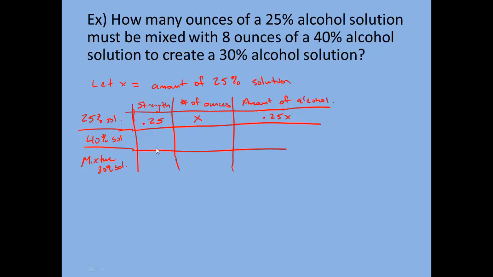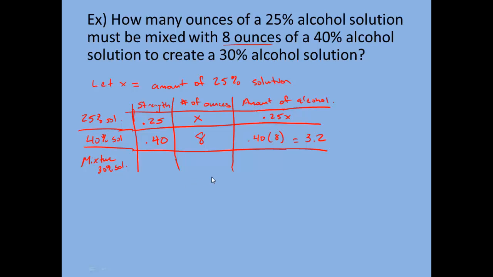For the 40% solution, the strength is 0.40. The number of ounces of it that we have is 8 ounces. They told us that. So the amount of alcohol in there will be 0.40 times 8, because 40% of it is alcohol. So 0.40 times 8 ounces will equal 3.2. So that's 3.2 ounces of alcohol in there.